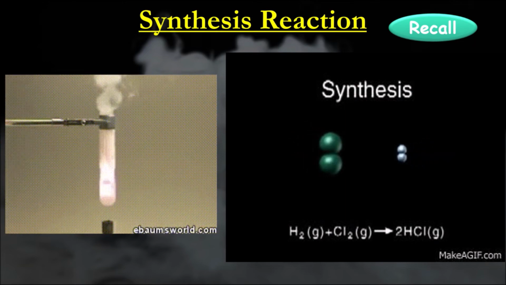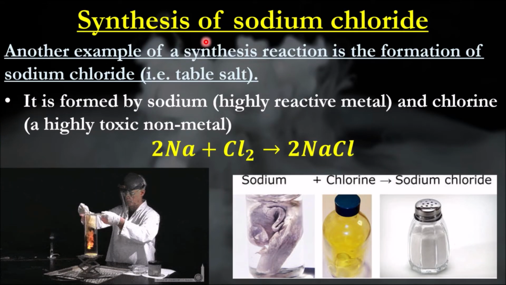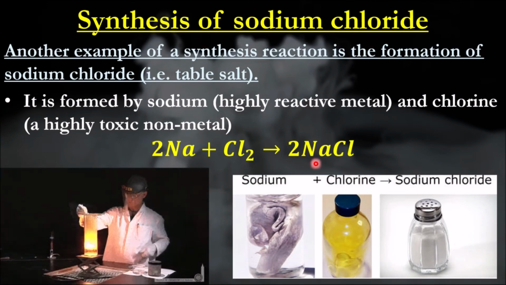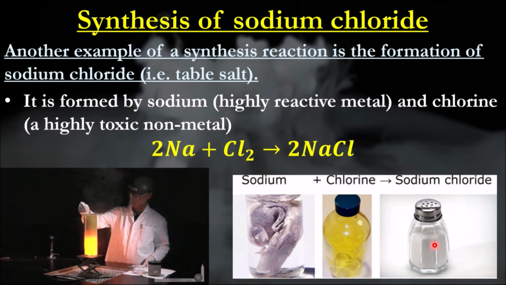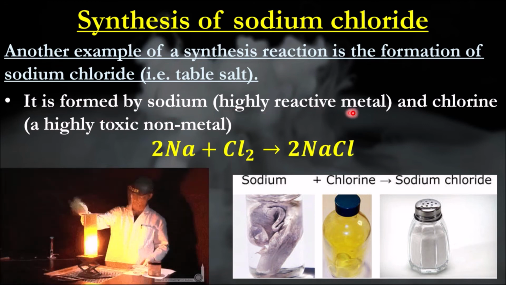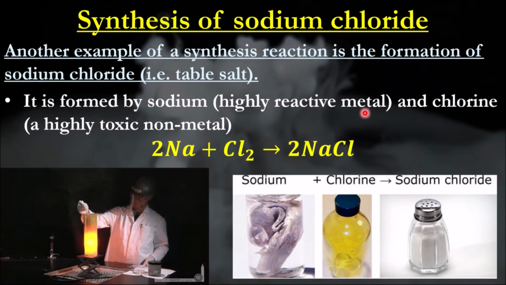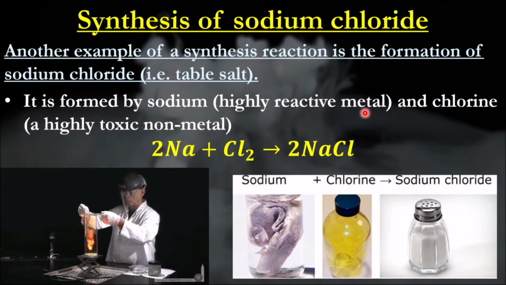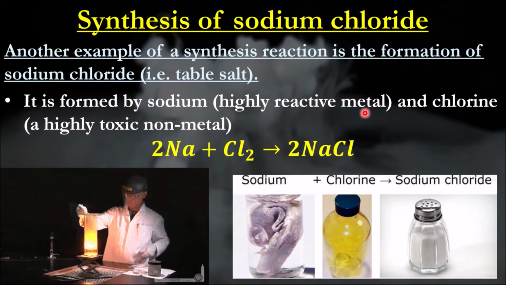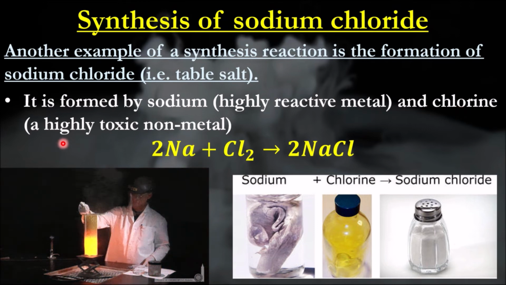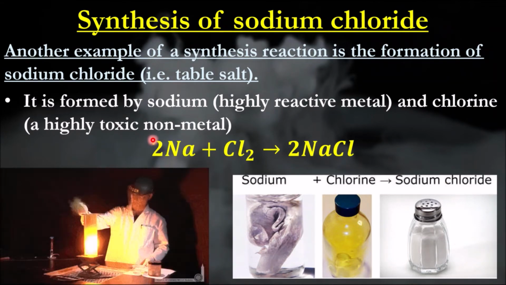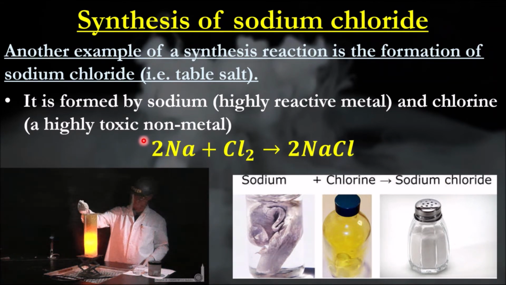Another form of synthesis reaction that we have is the synthesis of sodium chloride. Now, sodium chloride is table salt. This is a really interesting one because table salt is made from sodium, one of the most reactive metals on the planet. If you expose any moisture to sodium, it will react really violently. And you have chlorine, which in its gas form is highly toxic, and it was actually used in chemical warfare back in World War I.